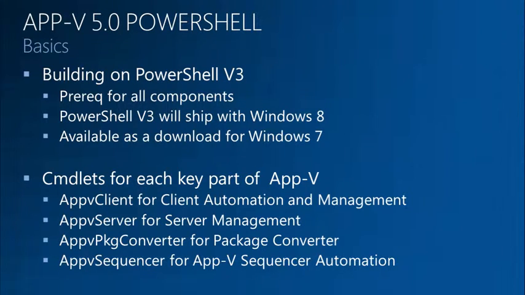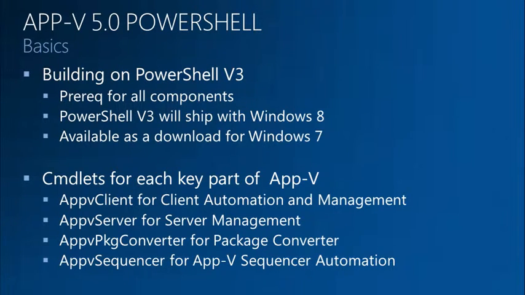In terms of the scheduling, version 3 is scheduled to ship with Windows 8. Obviously, those dates are not publicly available, but it'll ship at the same time. And for down level, AppV, as you know, supports Windows 7 and will support Windows 8. For Windows 7, PowerShell version 3 is available as a downloadable add-on pack.